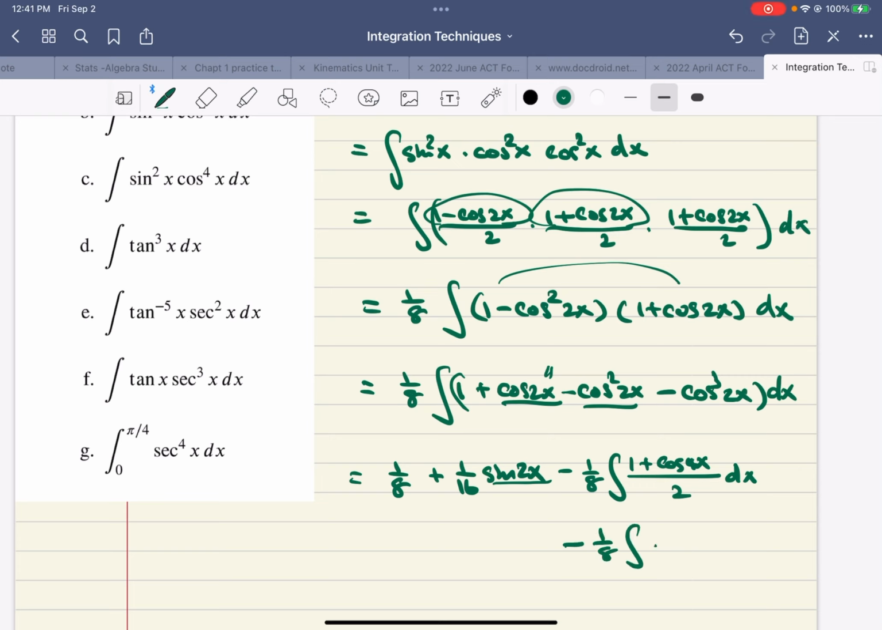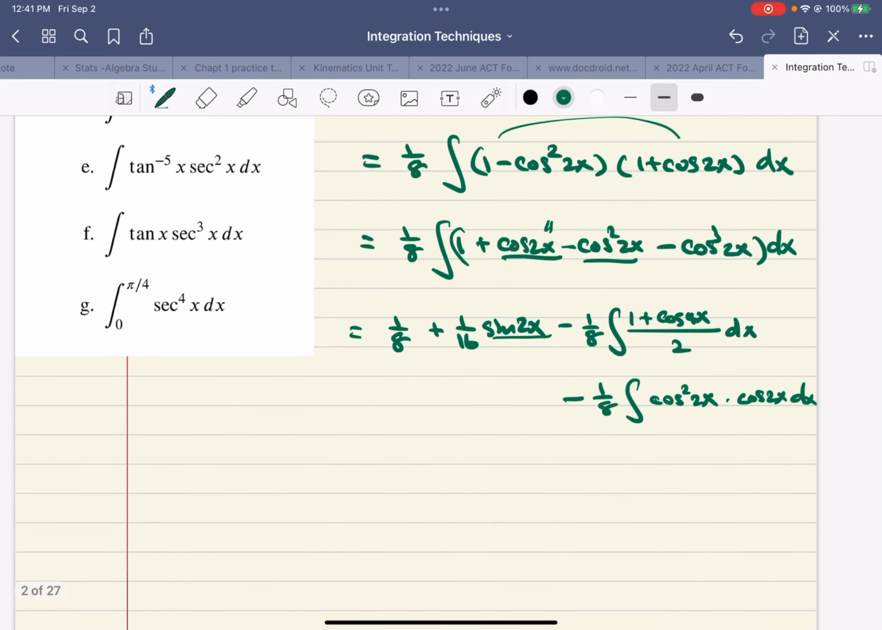The cosine cube 2x you can change into cosine square 2x times cosine 2x dx. Okay. Now, so next step. But before we do, I'm going to do only this one first, right here. So that portion, integral 1 minus sine square 2x, using that identity, and then cosine 2x dx.